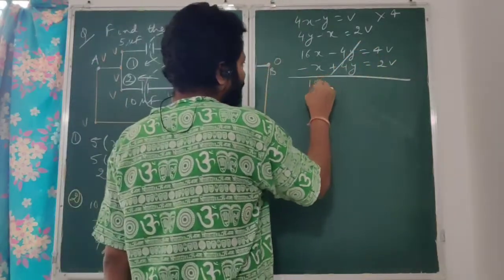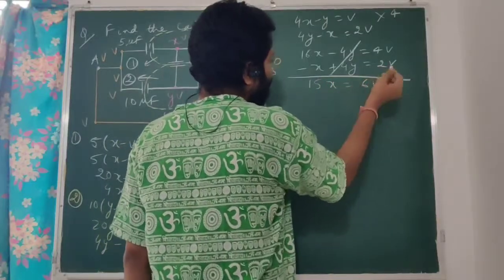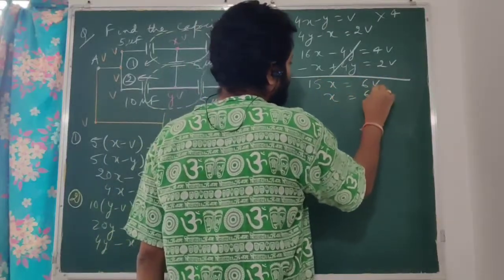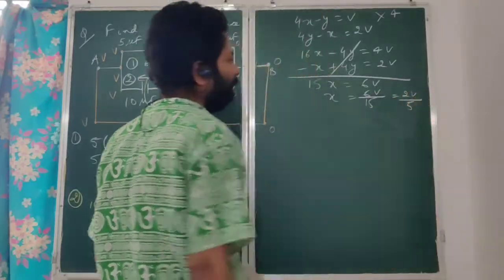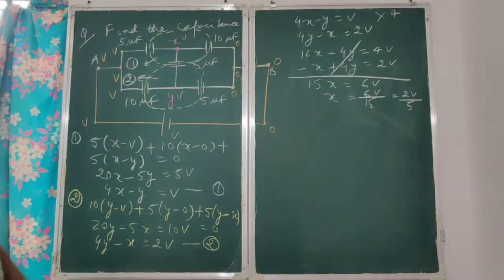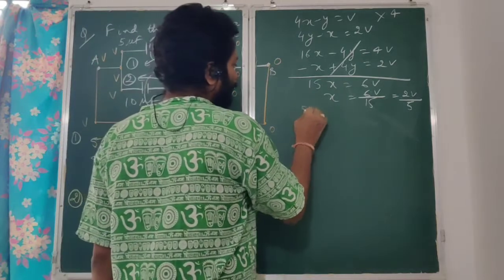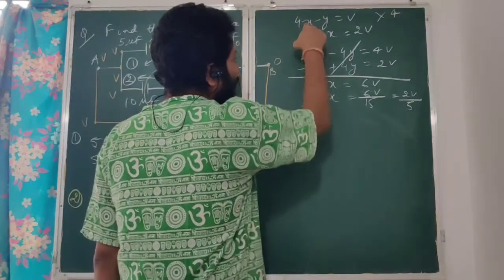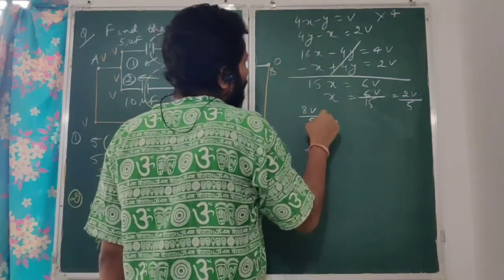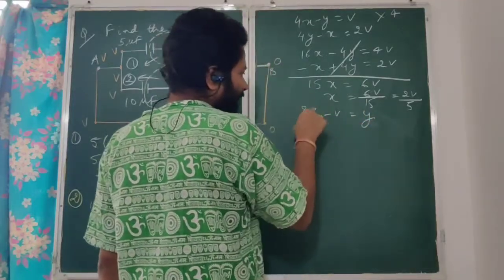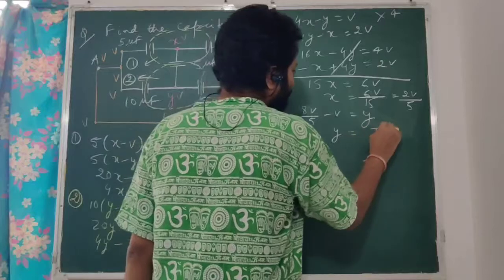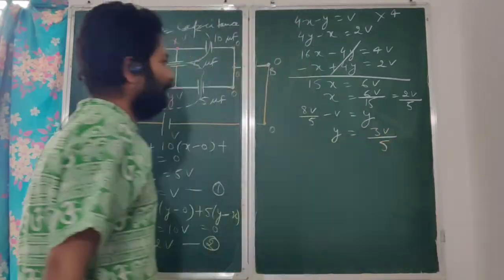So 15x will be equal to 6v. So what is x? 6v by 15. So it is 2v by 5. So now we can write 2v by 5 in the first equation. 4 times that minus v is equal to y. So it will be 3v by 5. So y is 3v by 5.